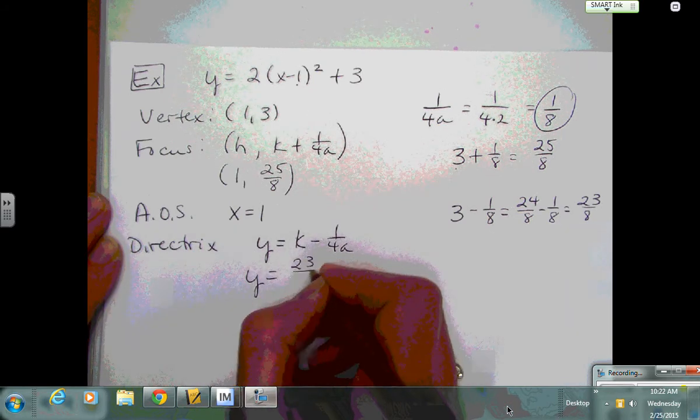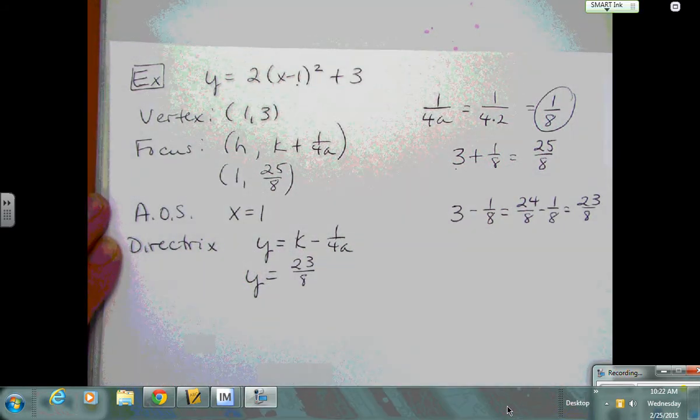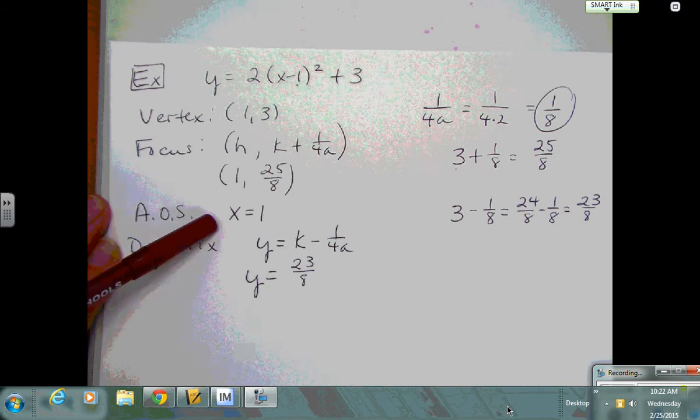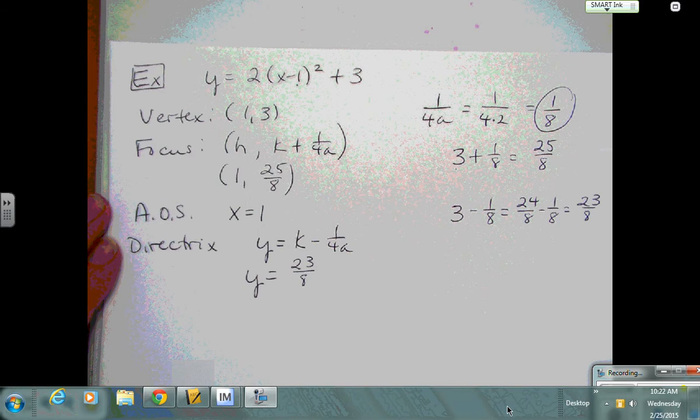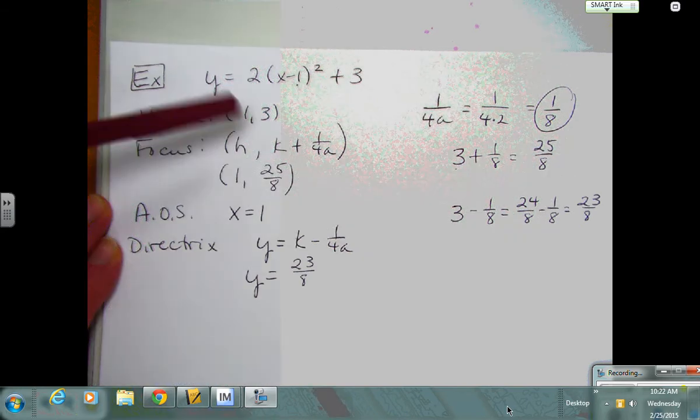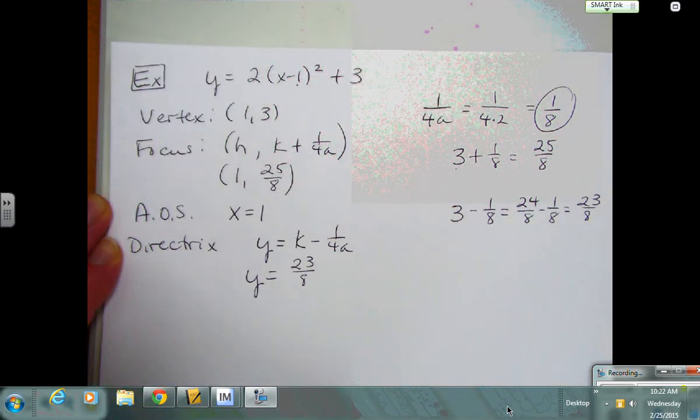And it's important to have the y equals because it is a line, just like it's important to have x equals for your axis of symmetry because that's a line. Then the last thing they want me to find is the direction of the opening. And since a is positive, it's going to open up.